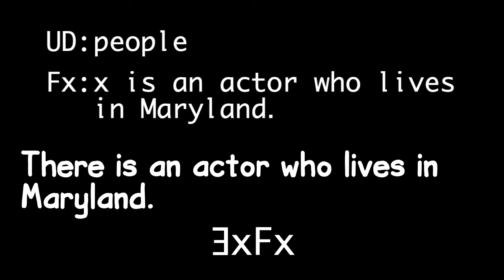Let the universe of discourse be people, and let the predicate Fx mean x is an actor who lives in Maryland. We could then translate this sentence as exists x Fx. This symbolization key is a little strange because it treats being an actor who lives in Maryland as one predicate. Depending on the sentences or argument that we're translating, though, it could be okay, provided we never need to say anything about actors who don't live in Maryland or people who live in Maryland but aren't actors. Then we don't need to consider them as separate possible properties.